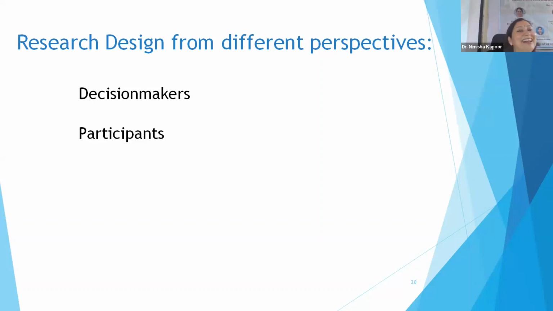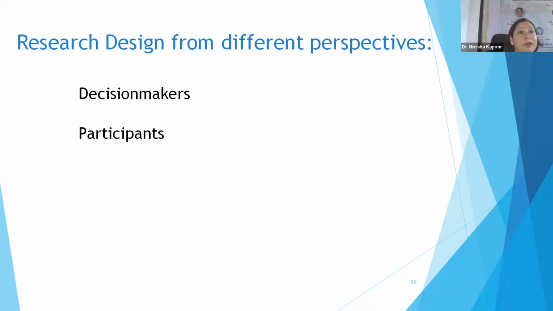Okay. Research design till now, not research design only from our perspective, the researcher's perspective. The research design has to be categorically read from two more perspectives, which nobody talks about, we also do not pay attention to, and later it seems very important. Two, one is decision maker and the second is participant.